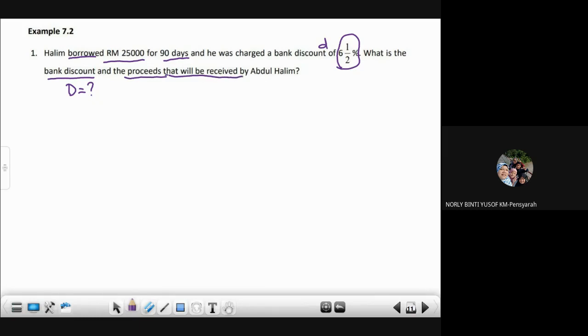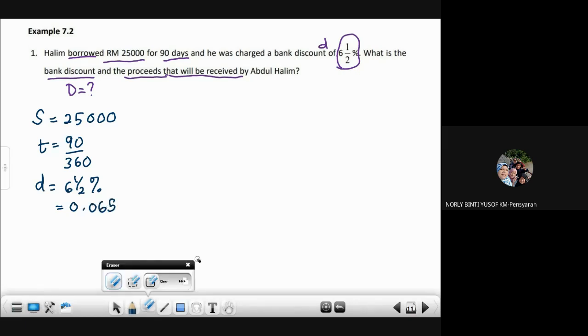So kita akan senaraikan dulu apa yang soalan bagi. So firstly 25,000 is you borrowed the loan, right? So 25,000 is your S. T is 90 divided by 360. D adalah 6.5%. So you change 0.065. That means you divide by 100 lah.